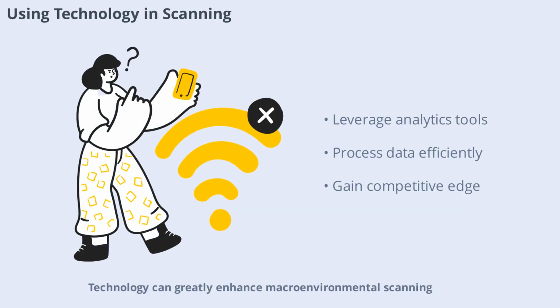Technology can greatly enhance macroenvironmental scanning. Tools like data analytics, artificial intelligence, and online monitoring platforms allow businesses to process large amounts of information quickly and accurately. By leveraging technology, organizations can identify trends faster and make more informed decisions, giving them a competitive advantage.